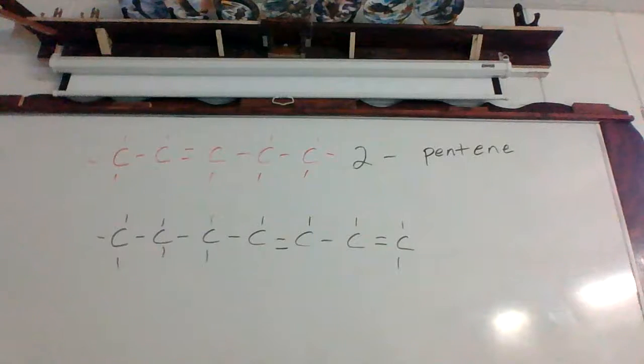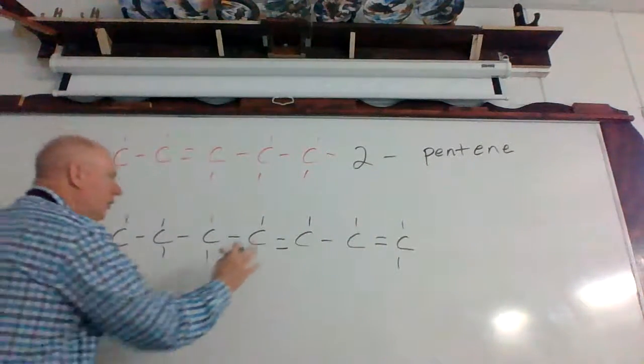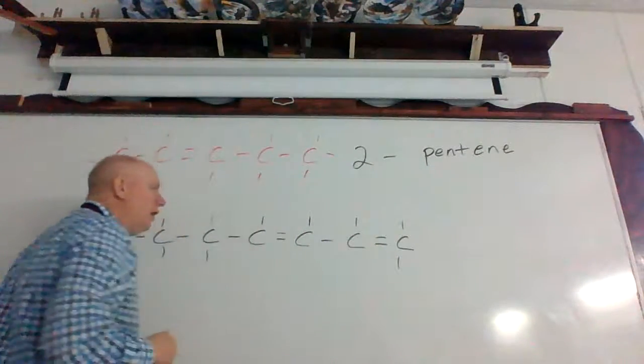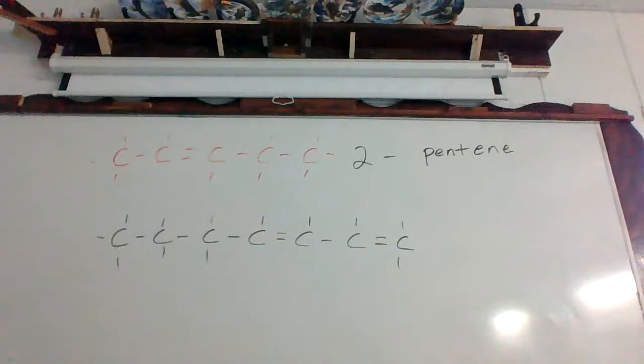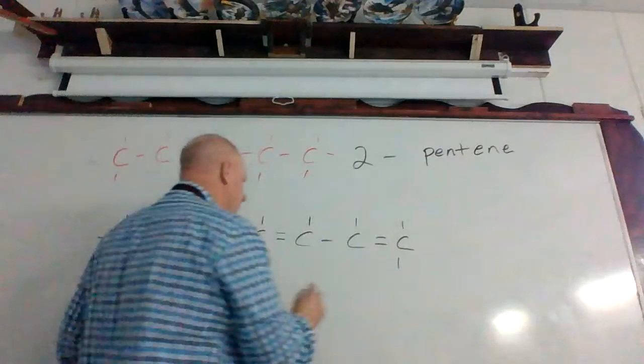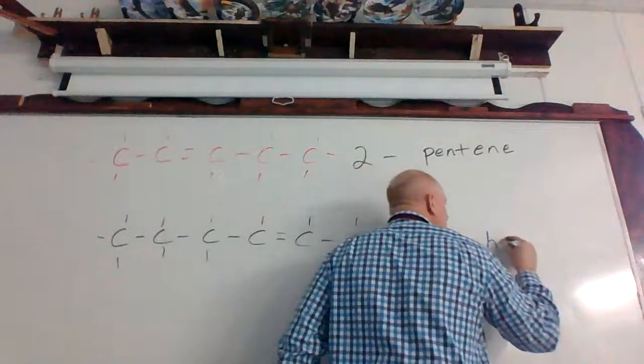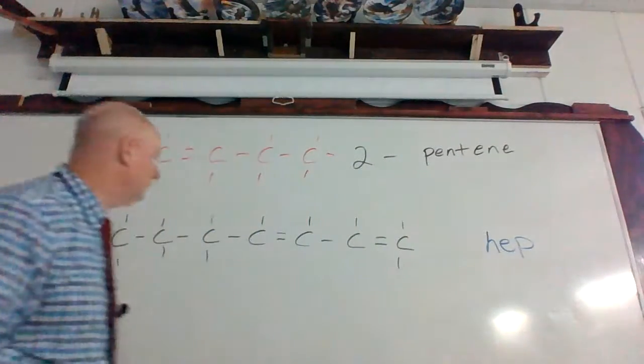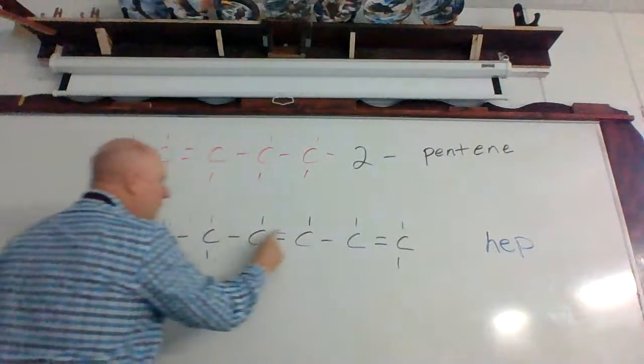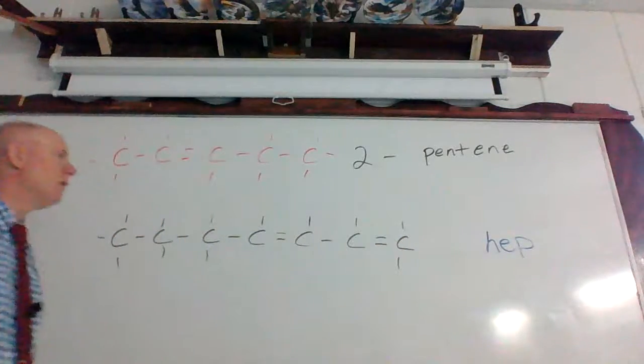Okay? So, the first thing you're going to want to do is find what? Your longest continuous chain, which would be what prefix? Okay, so we know that it's HEP for... HEP, you're saying there's 7. Okay, 1, 2, 3, 4, 5, 6, 7. Okay, so we know that that's right.